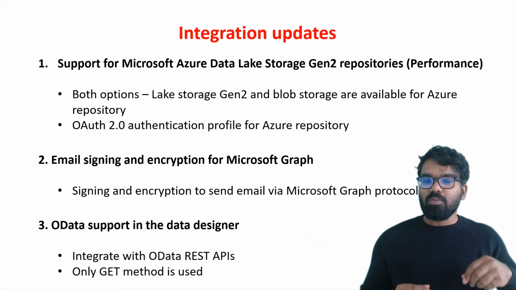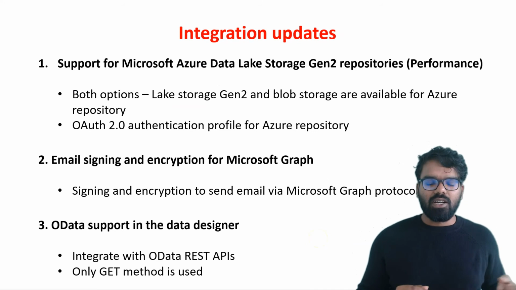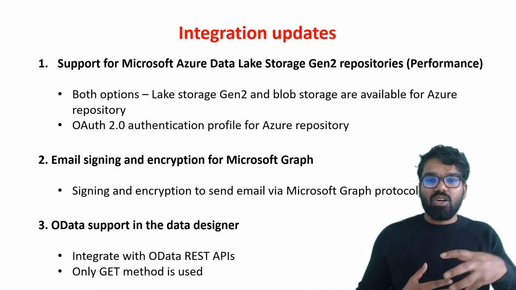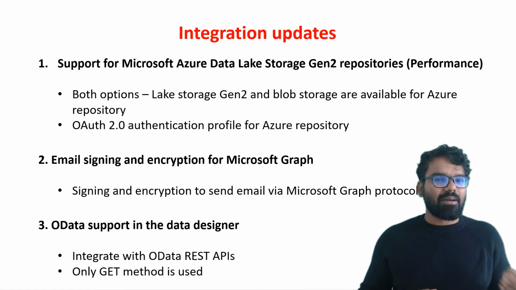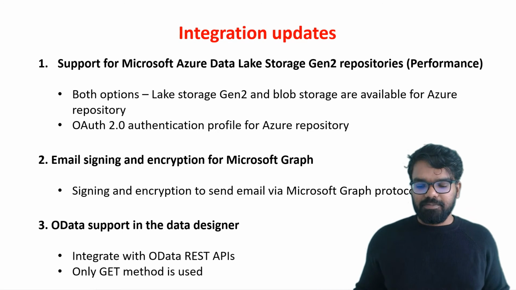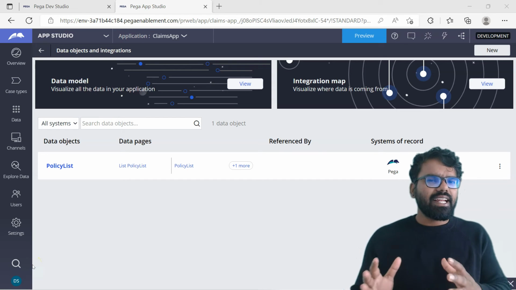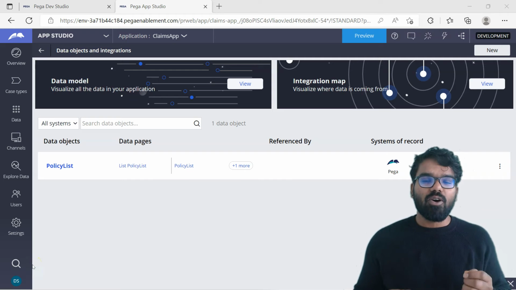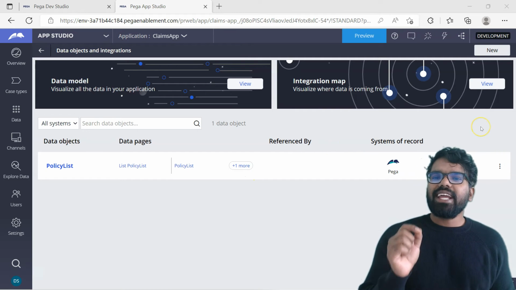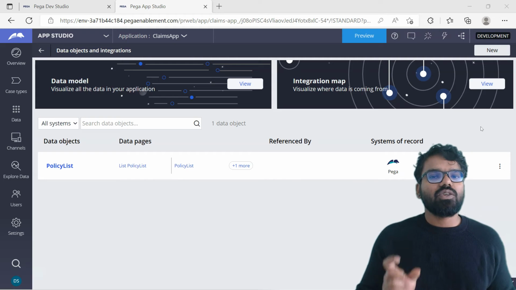And the final thing is about the OData or the open data. You can connect to some REST APIs that are specified under the OData. So you can do it from the App Studio, but you have a restriction that you can use only the GET method. As we already know that Pega already provides an option to perform the REST integration from the App Studio. Now you also get a new thing. You can also connect to OData.